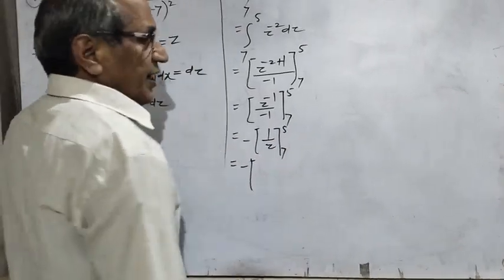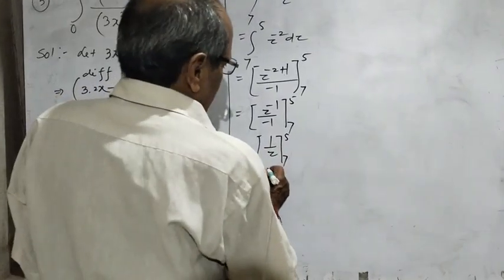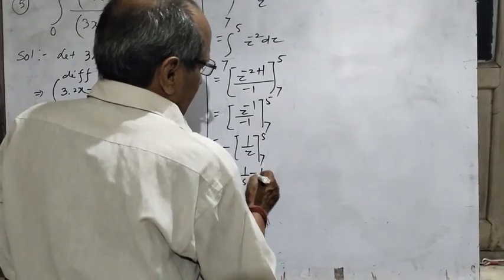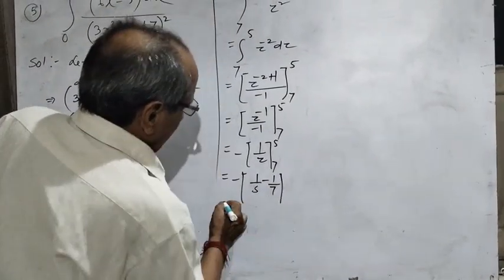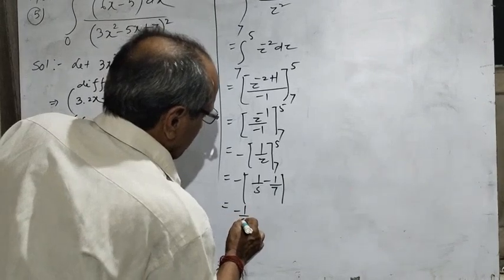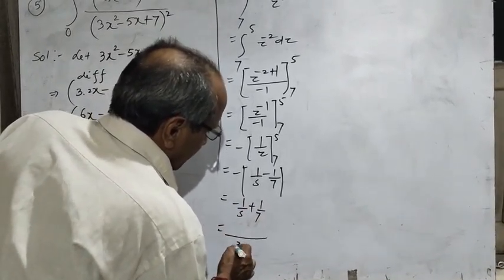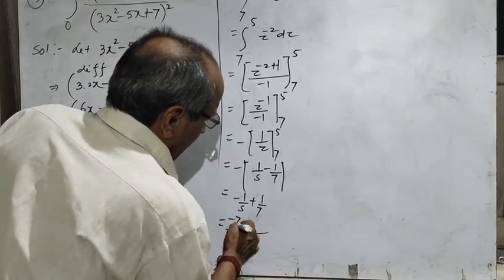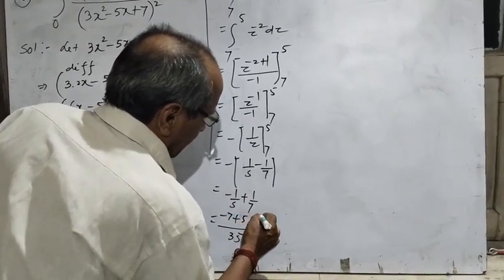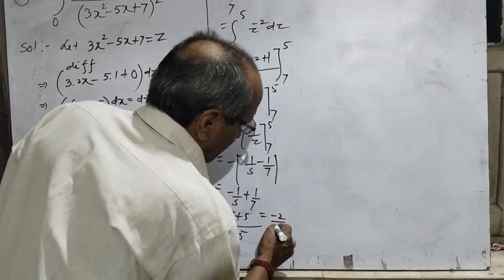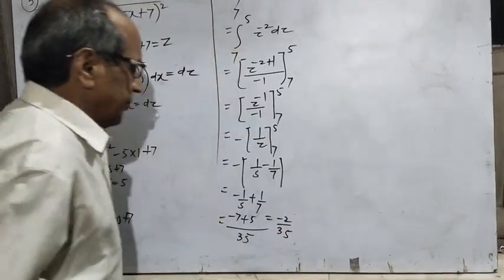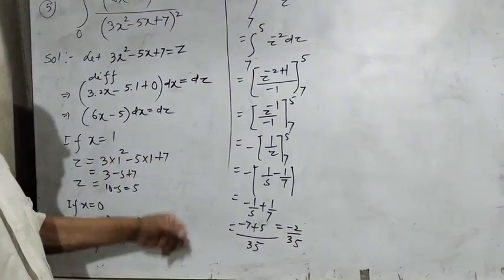Now we get here 1 by 5 minus 1 by 7. It becomes minus 1 by 5 plus 1 by 7. Taking LCM, we get minus 7 plus 5 is equal to minus 2 by 35. This is the final result.